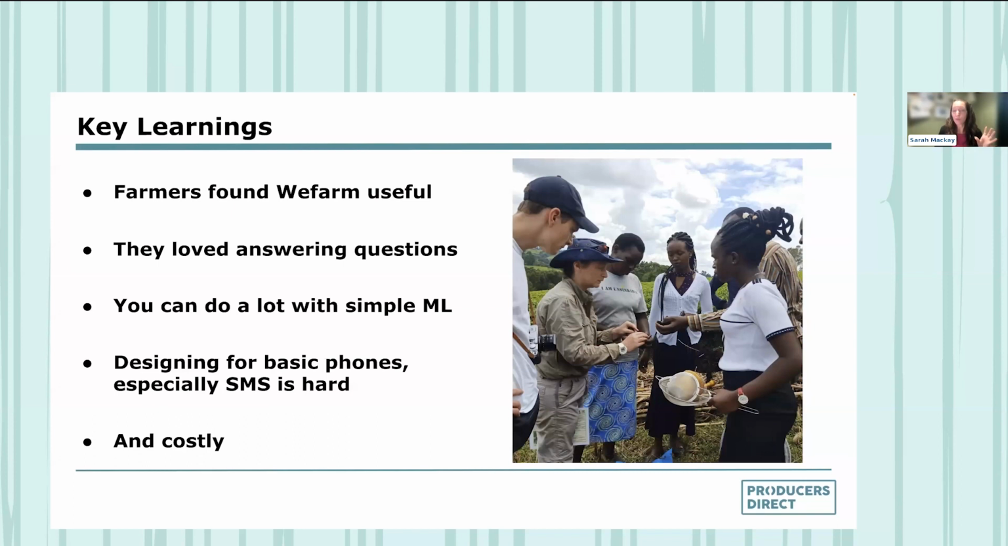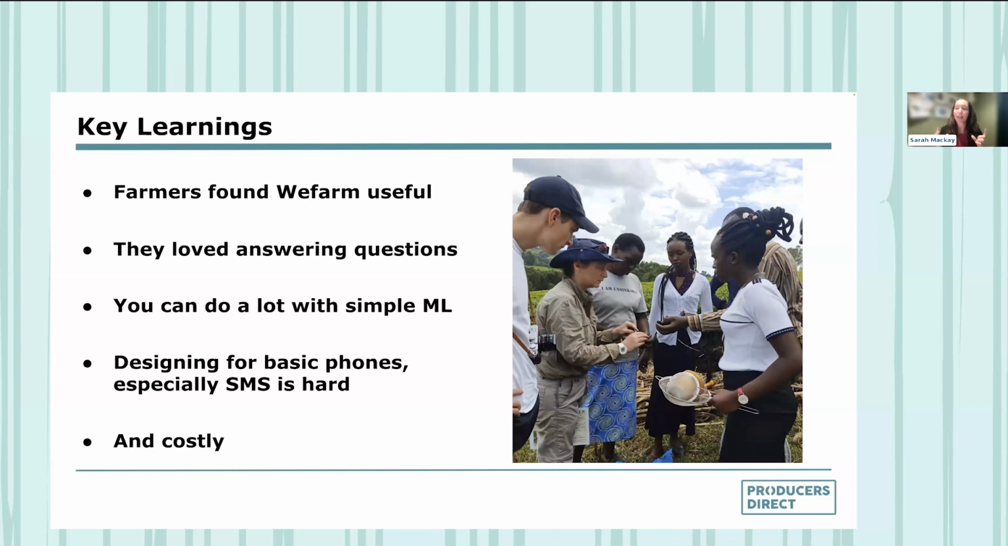Also, we know that farmers really enjoyed answering questions. Many people asked me, how did you incentivize farmers to answer questions? Did you pay them? Were there any rewards? And the answer is no. Many farmers told us that they'd rarely been asked to share their knowledge before being a part of WeFarm, and it was something that they really valued.